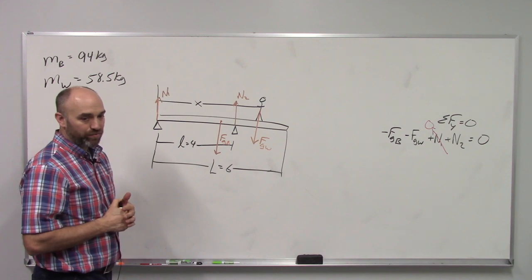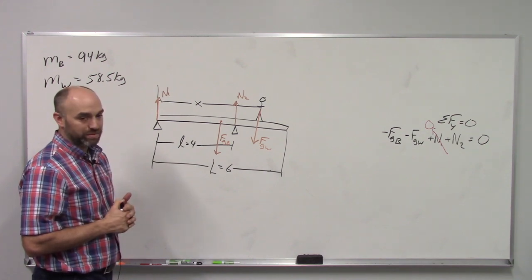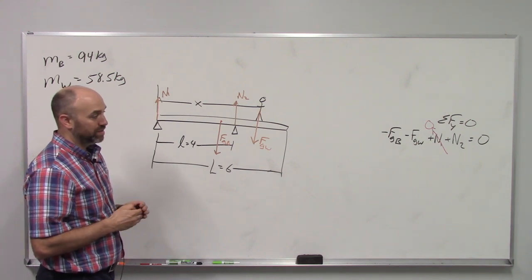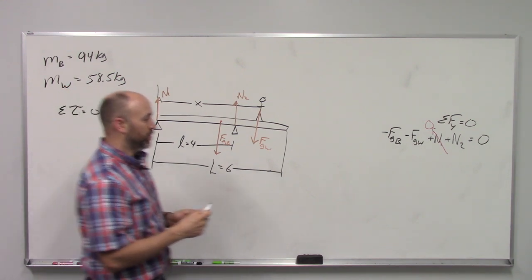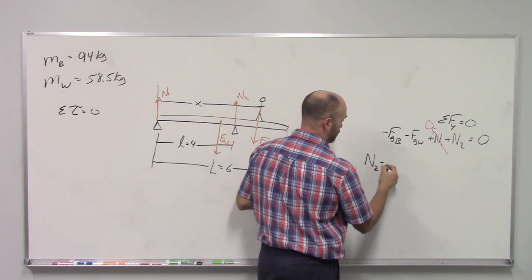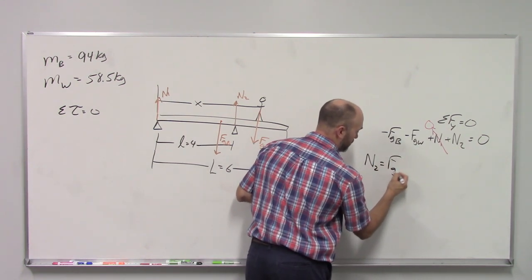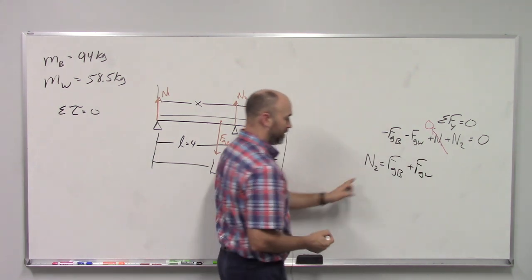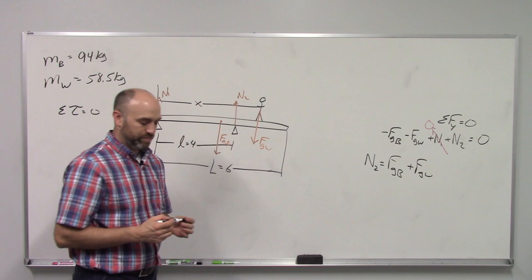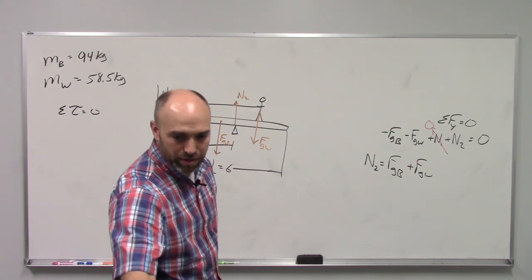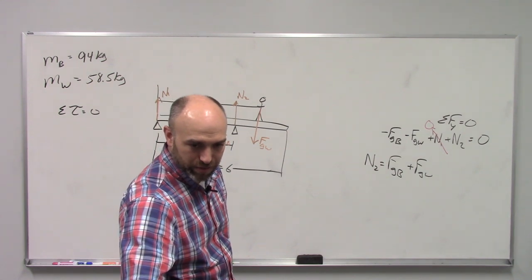And so now we can find N2. I'll just add both of these to the other side. N2 is equal to force of gravity of the beam plus force of gravity of the woman, and we now have N2. Let's look at their questions here. What are they asking on this?